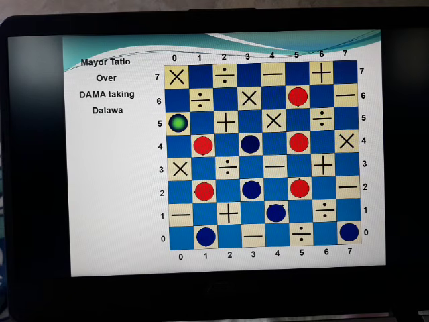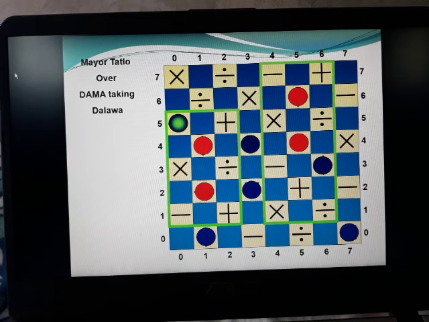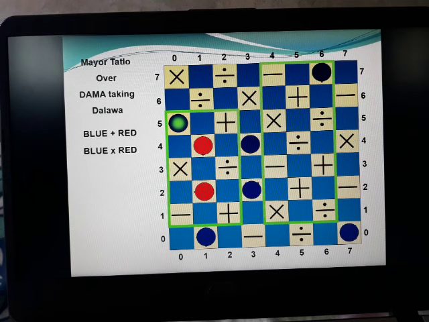So mayor tatlo over Dhamma taking dalawa. Here, the regular blue chip takes 3 compared to the Dhamma, which takes 2 chips only. So blue takes red, blue plus red, blue another red. So blue takes red, blue times red. Then another, we have blue plus red.